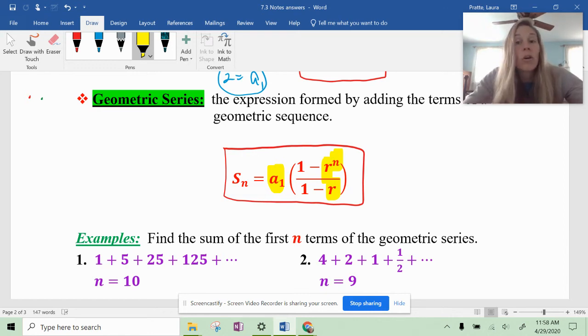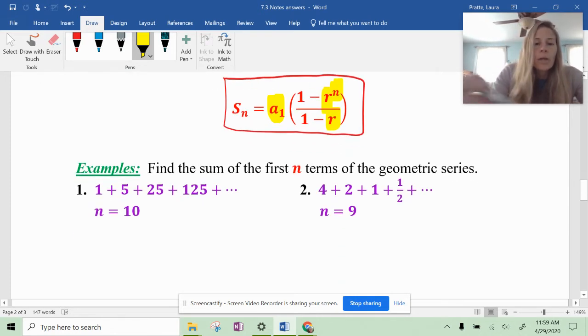The r is that constant, the common ratio or that constant term you get. And then the n can be variable. It depends on how many terms you're adding up. So if you want the first 10 terms in the sequence, your n is 10. If you want the first 5 terms, it's 5. If you want the first 20, it's 20, whatever it happens to be. So that has to be given to you.